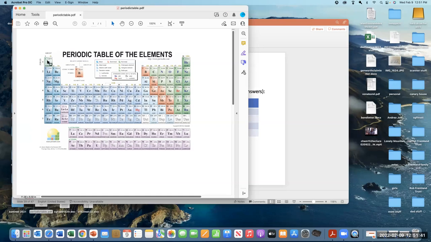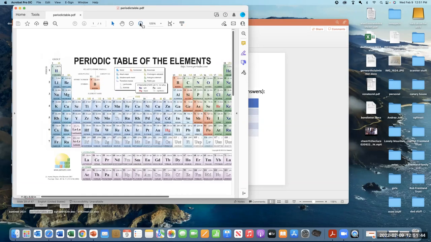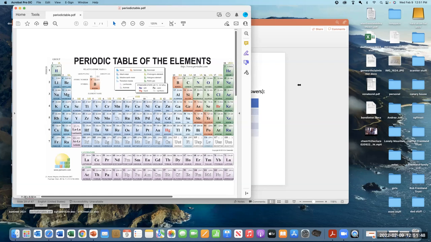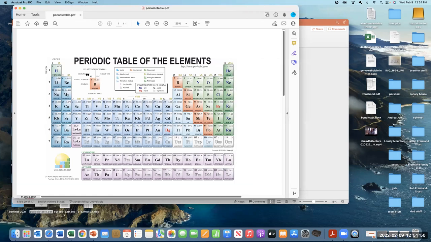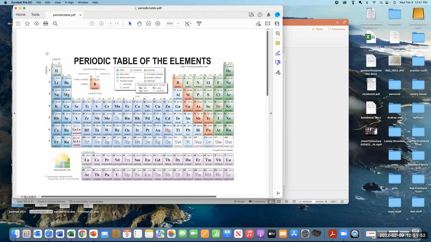remember the column number will tell you how many valence electrons an atom has. The column number in the ones place will tell you how many valence electrons. So hydrogen has, this column has one, this column has two. Column 13 has three valence electrons. Column 14 has four valence electrons, and so on.